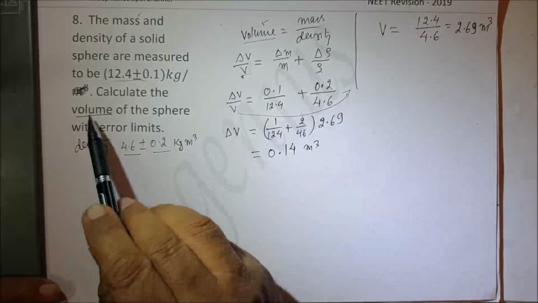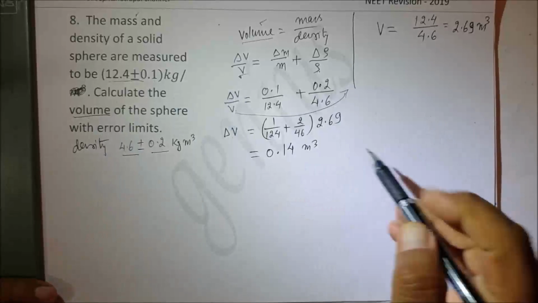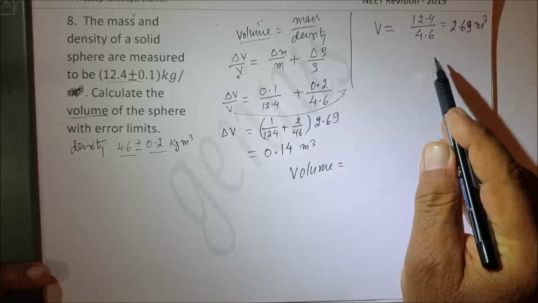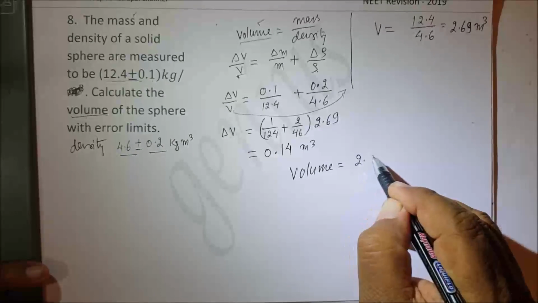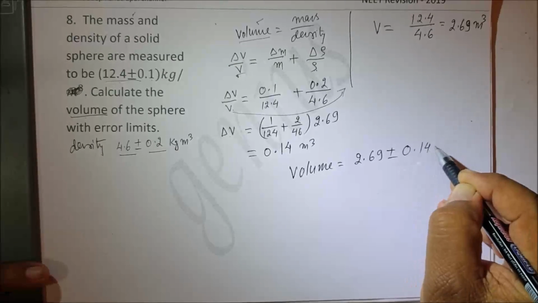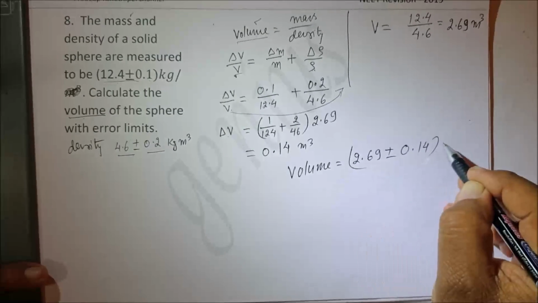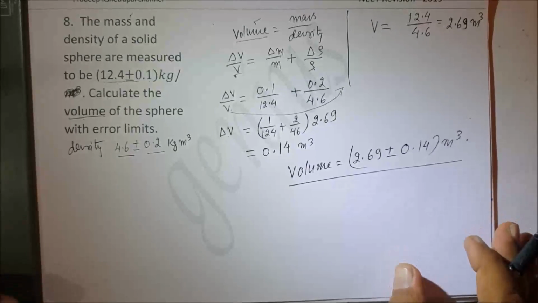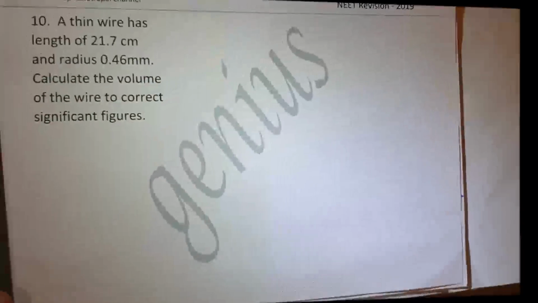So our answer, calculate the volume. We will write here volume is equal to 2.69 plus minus 0.14 meter cube. This is our answer for it. And now we go to the next question.